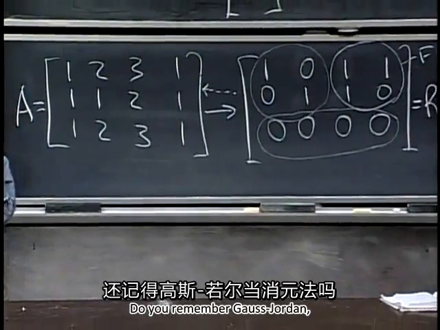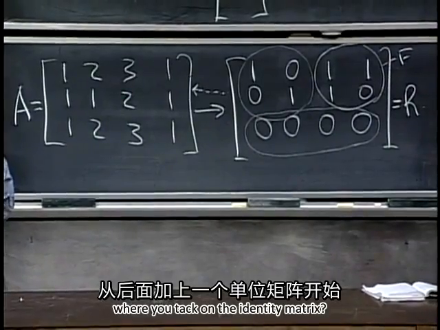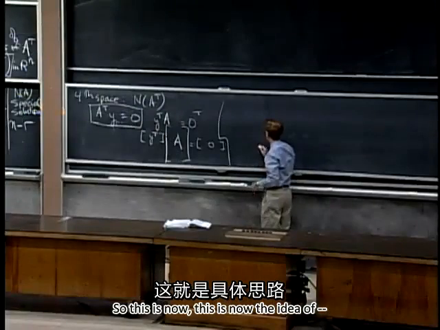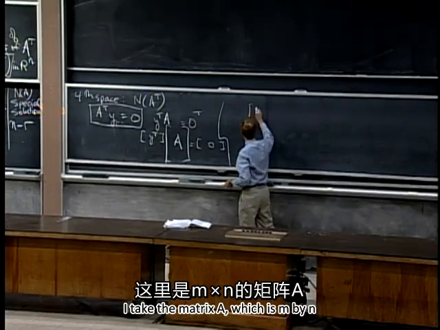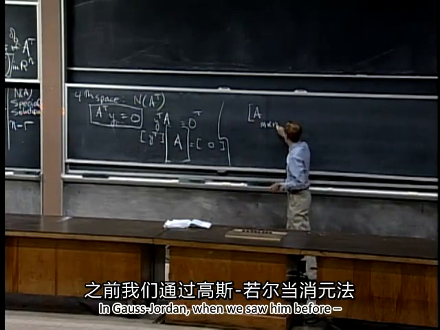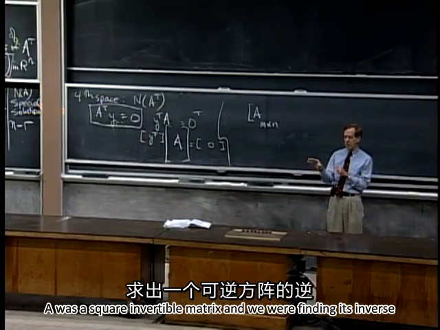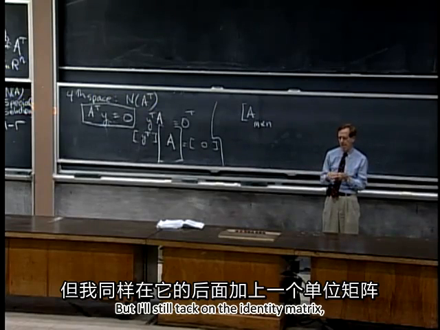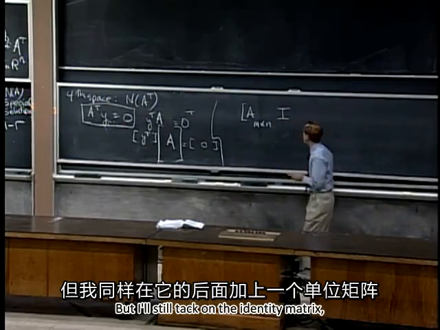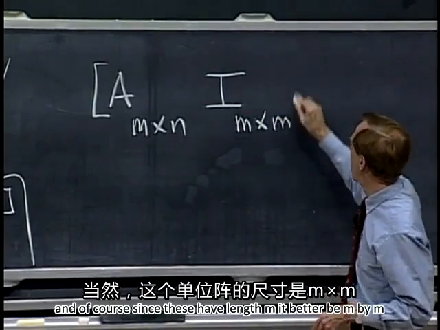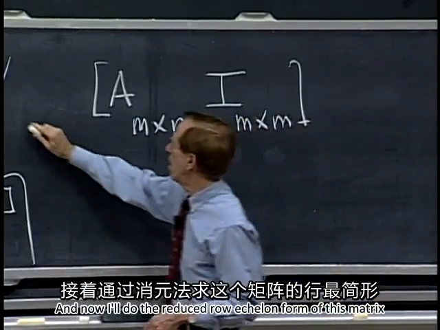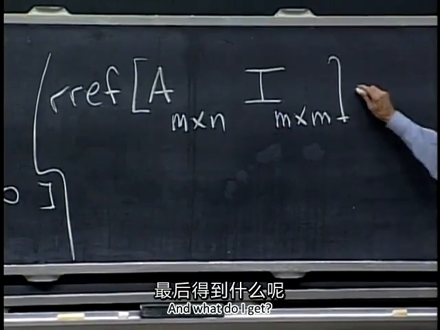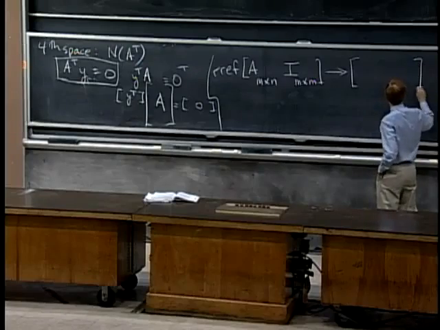Do you remember Gauss-Jordan, where you tack on the identity matrix? Let's do that again. So I'll do it above here. So this is now the idea of, I take the matrix A, which is m by n. In Gauss-Jordan, when we saw it before, A was a square invertible matrix, and we were finding its inverse. Now the matrix isn't square. It's probably rectangular. But I'll still tack on the identity matrix, and of course, since these have length m, it better be m by m. And now I'll do the reduced row echelon form of this matrix. And what do I get?